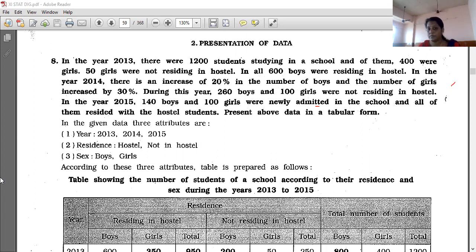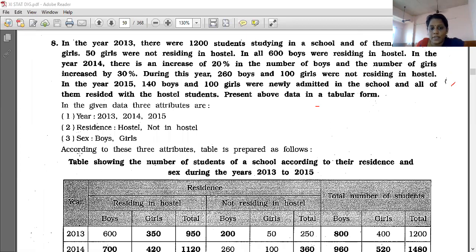Now, see, here the attribute. What is the attribute? The attributes given are the year 2013, 14 and 15, and residence. Residence means reside in hostel and not in hostel. Then gender you have to write, that is boys and girls. So, let's start with our sum.